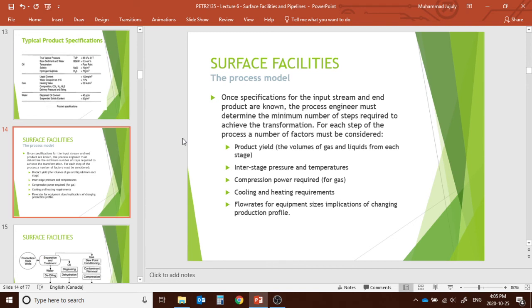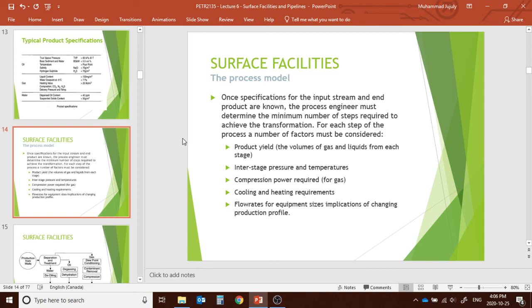Process model. Once the specifications for the input stream and the end products are known, the process engineers determine the minimum number of steps required to achieve the transformation. So what are the steps? These are the process yield, the volume of gas and liquid from each stage, interstage pressure and temperature, compression power required for the gas, cooling and heating requirement, flow rate for equipment size, and implications of changing production profile.